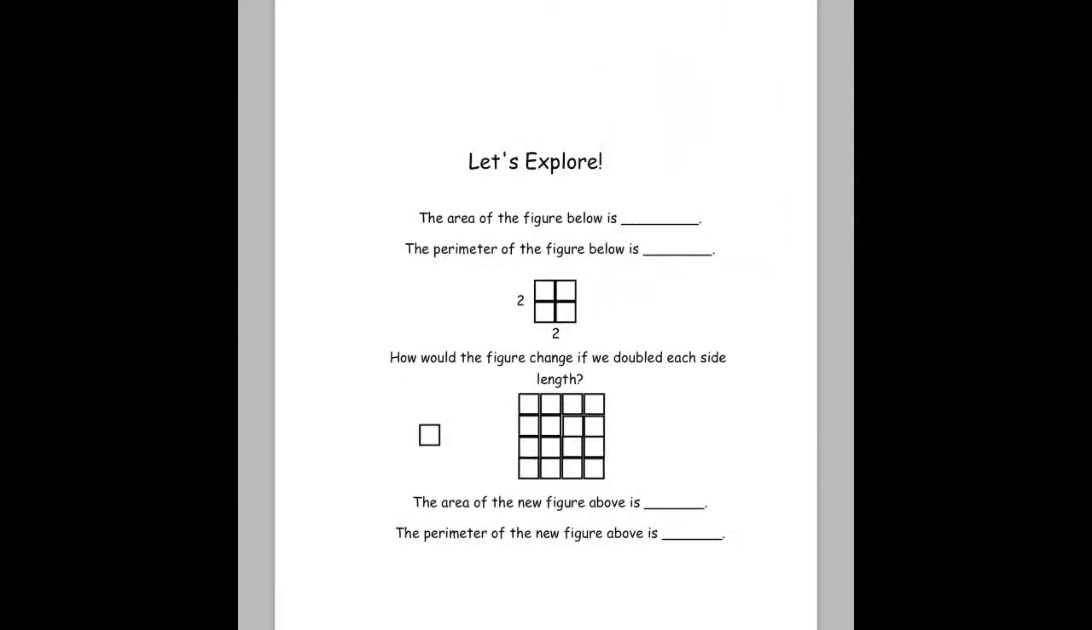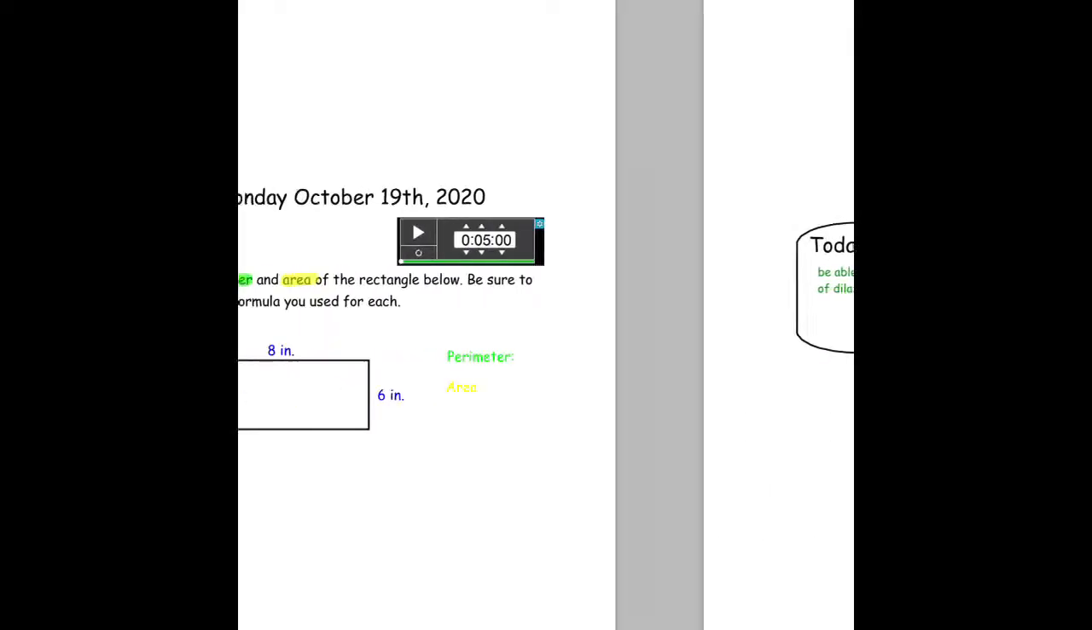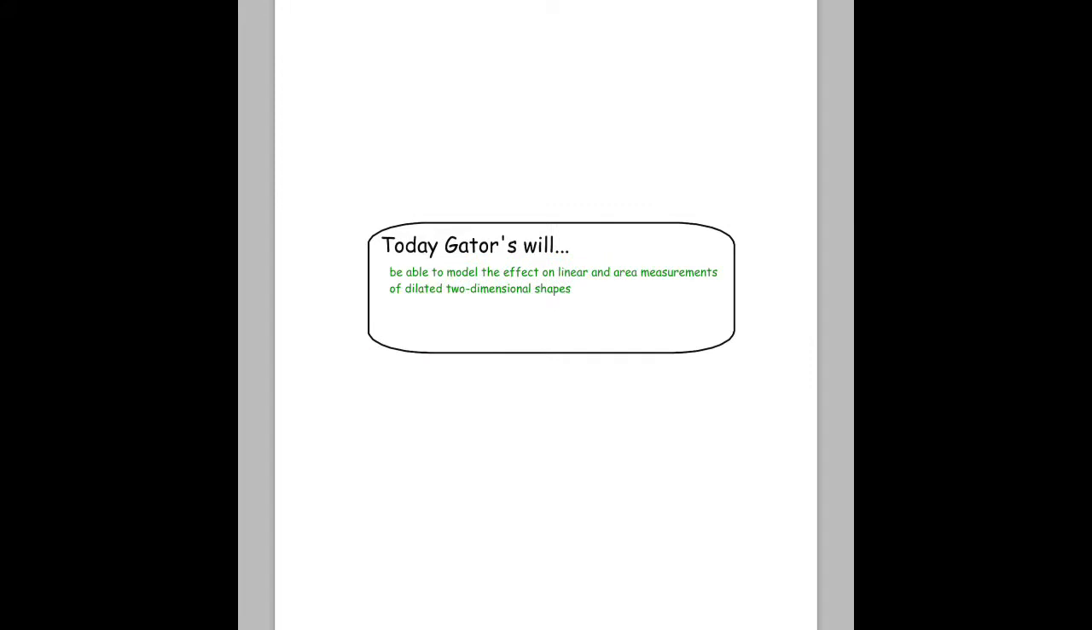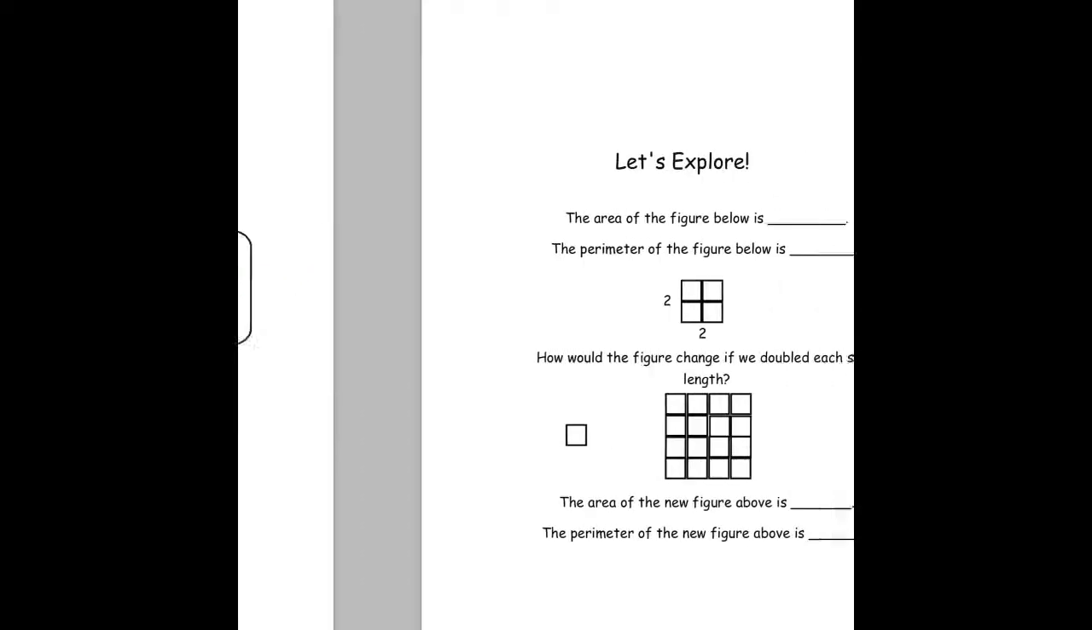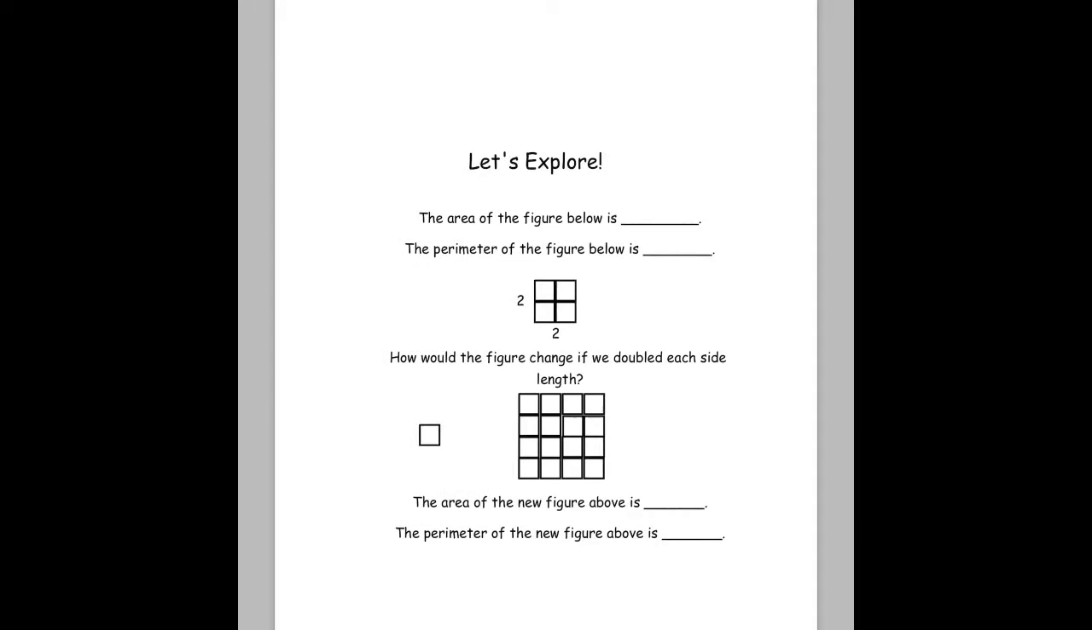Hello everyone, welcome back. So today we are going to be talking about two-dimensional shapes. We're going to be modeling the effect on them with linear and area measurements of dilated two-dimensional shapes. So let's begin. The area of the figure below is, the perimeter of the figure below is.